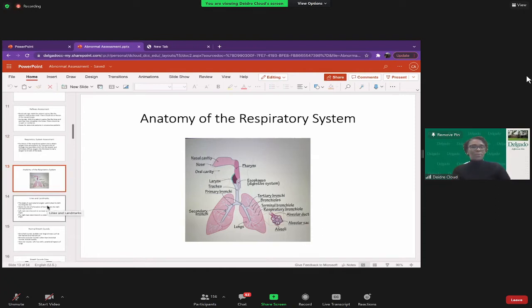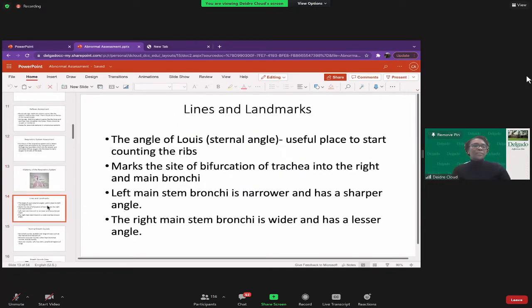Some abnormal sounds are specific to the upper respiratory tract and some to the lower. Lines and landmarks: the angle of Louis, which is the sternal angle, is a useful place to start counting the ribs. It marks the bifurcation of the trachea into the right and left main bronchi. So what can you tell me about the lungs? What's significant about the lungs? They aid in gas exchange.